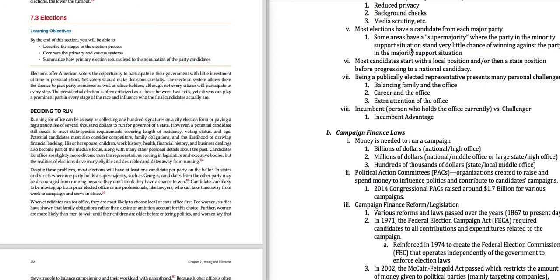Most elections have a candidate from each major party. However, there are some areas with what we call a supermajority, where a party is in the minority support situation. And so you just don't have a lot of support. You can be in California and not have a lot of Republican support because it's generally a Democratic area. You could be in Texas and not have a lot of Democratic support because it's generally a Republican area. So there's supermajorities in those areas for either party.